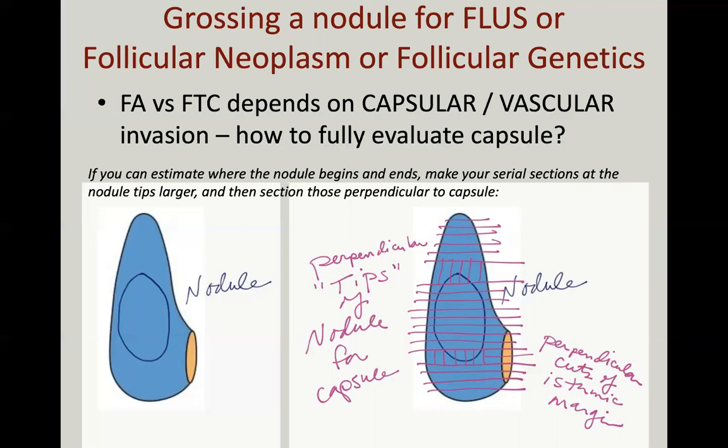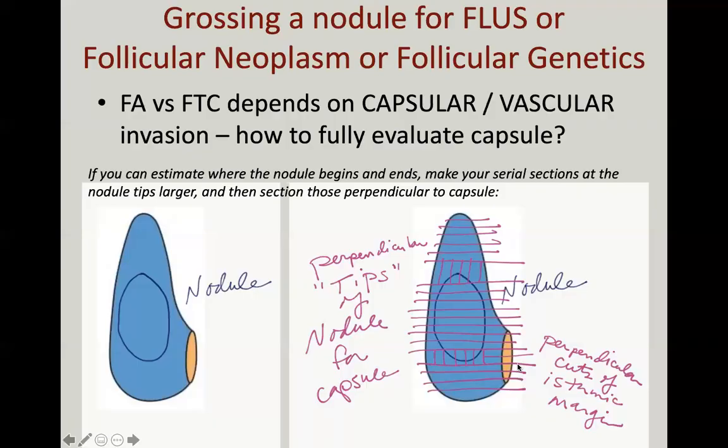So when we did this BRAF K601E thyroid the other day, we basically perpendicularly sectioned the majority of the gland. We made the cuts at the tips of the nodule larger, and then did those perpendicular so that we could see the edge of that nodule and see if there was capsular or vascular invasion in those poles. So I think this should make theoretical sense. This is the best way to evaluate the tips of the nodule.